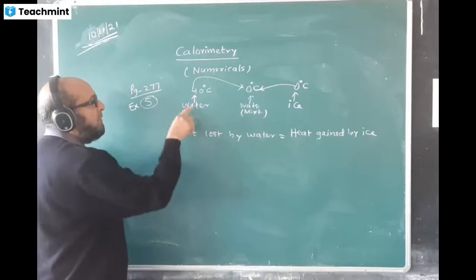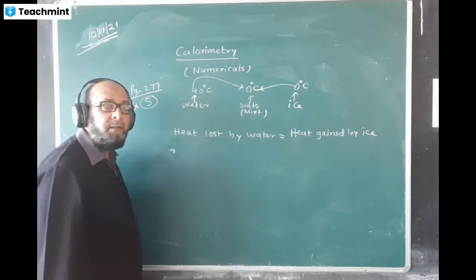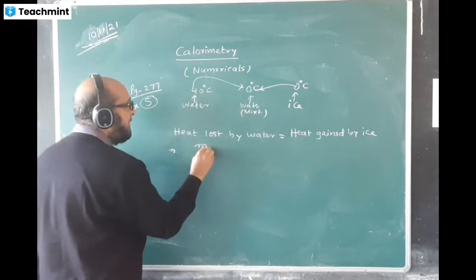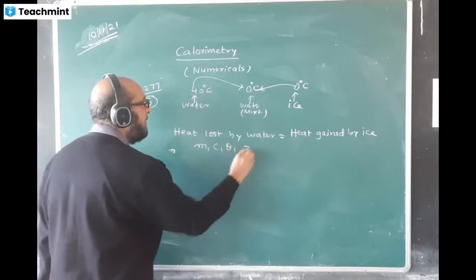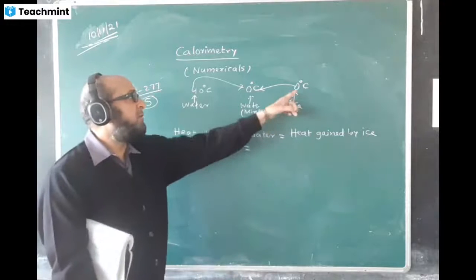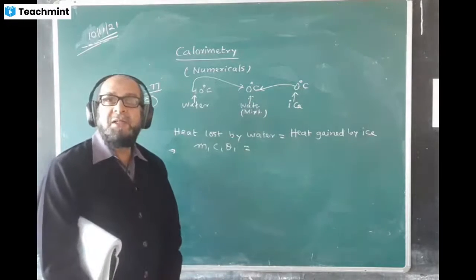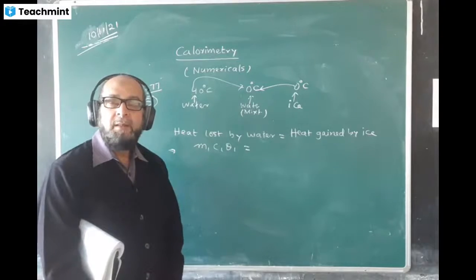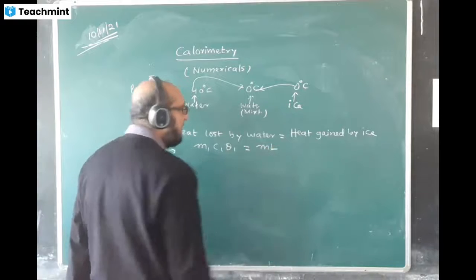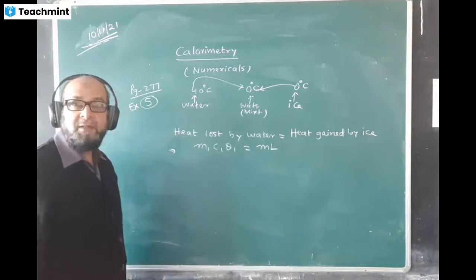Heat loss by water will be what? What formula do you use, MC theta or ML? MC theta, because temperature is changing. Very good. That is M1 C1 theta 1. And on the ice side, which formula will you apply? See, ice was 0 and it's forming water of 0. That means ice is changing the state only, isn't it? ML, yes. This side you can add ML. One thing is unknown here and we are calculating that. That is the only idea.